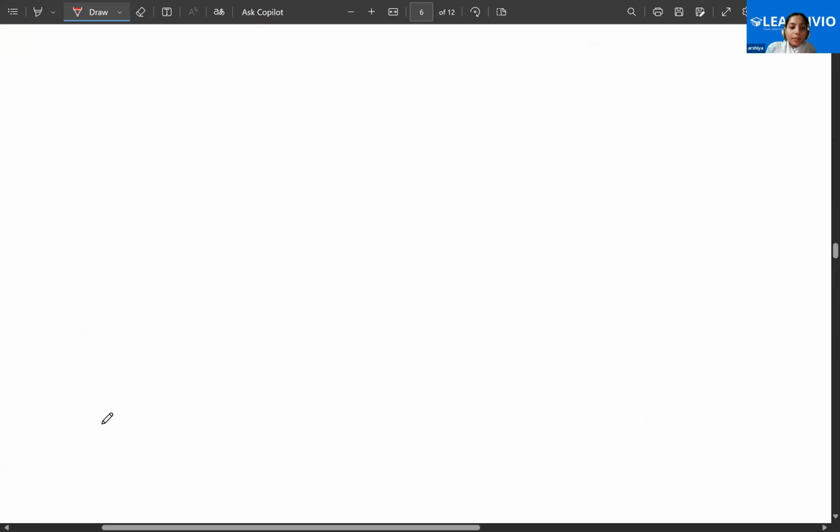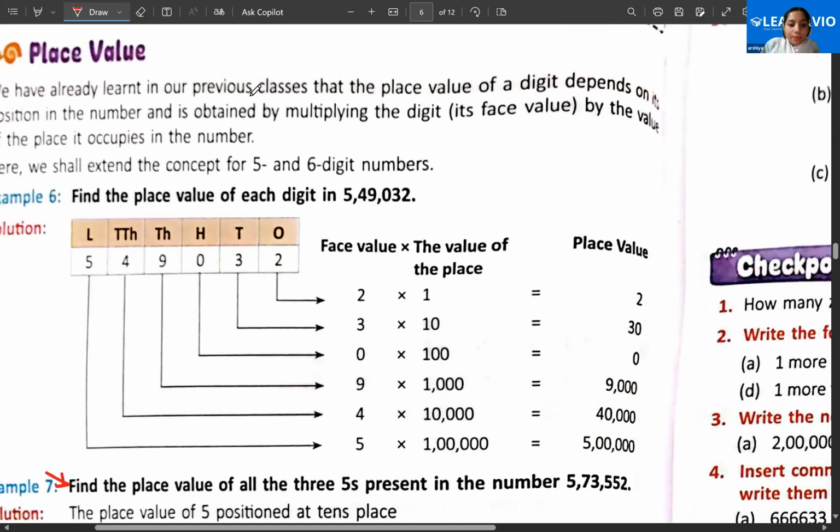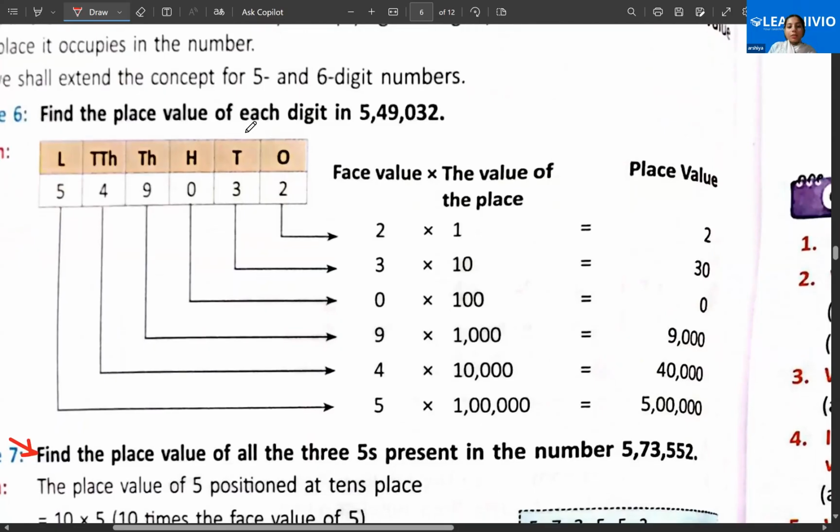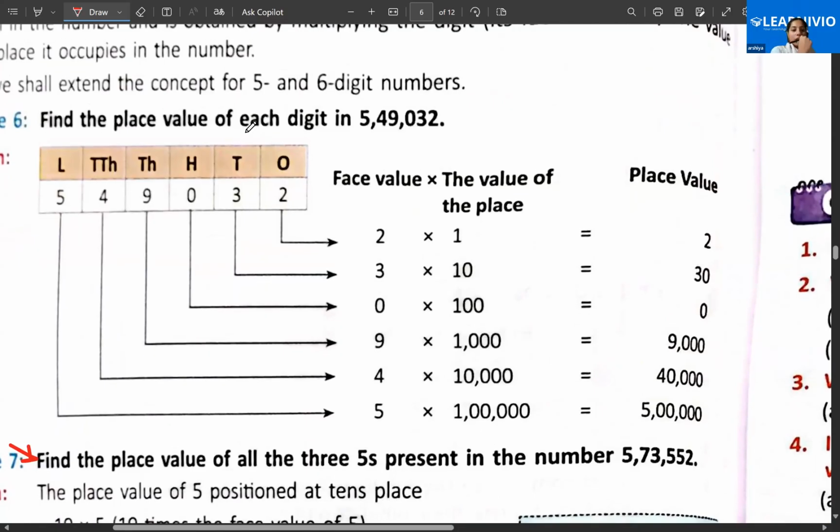Wait, I'm zooming in. Can you see the screen or it's white? It's only white. Okay. Yes. Now can you read the question? Yes. Find the place value of all the three fives present in the number 5,73,552.